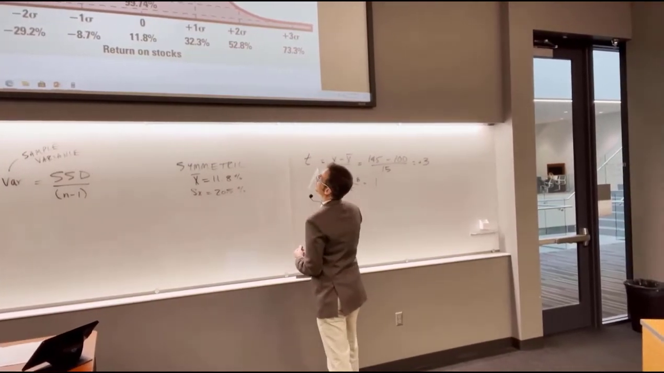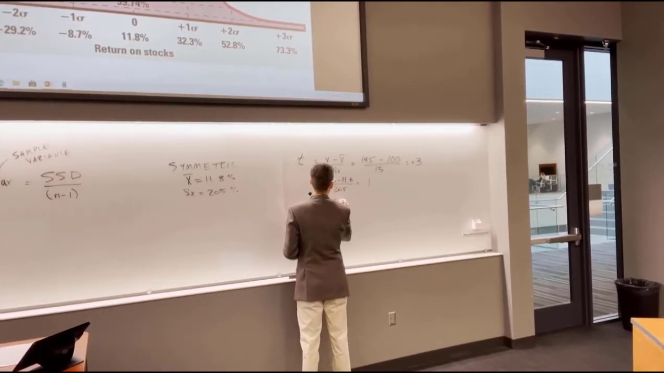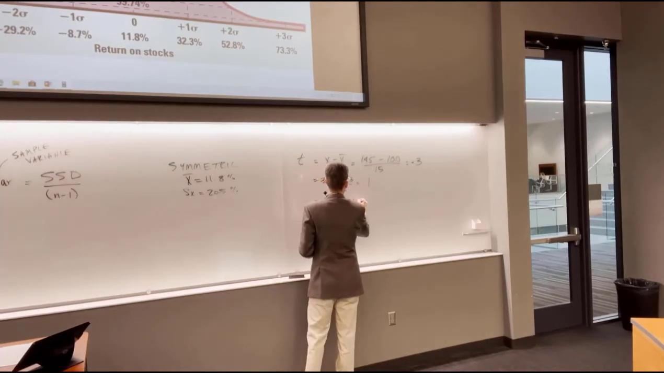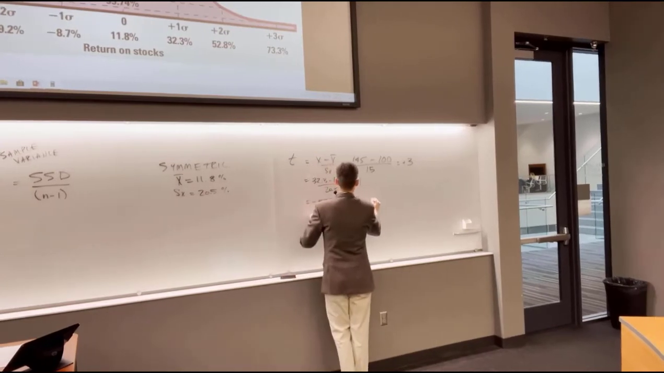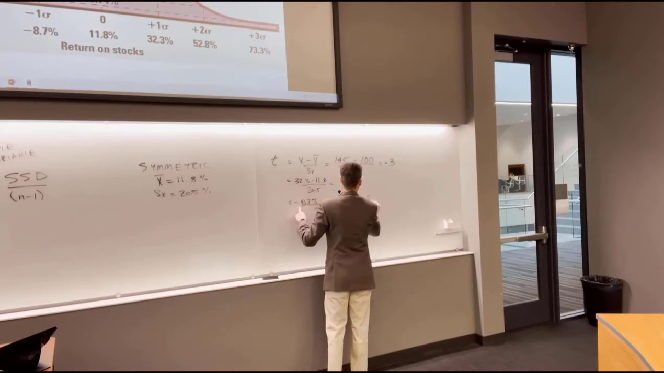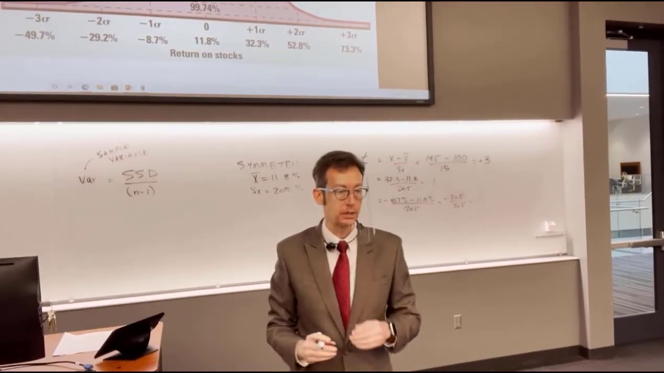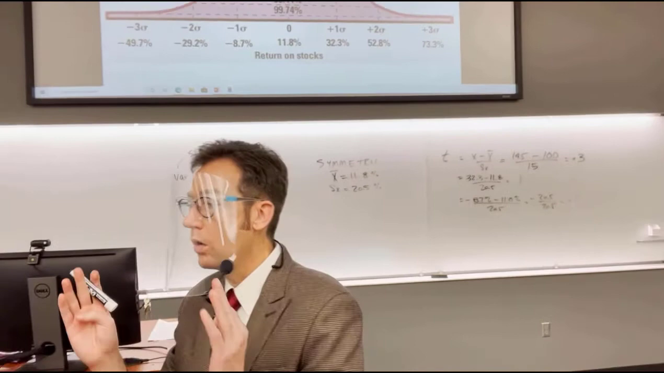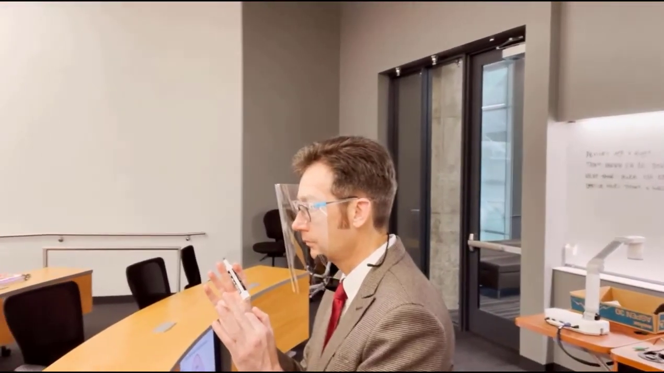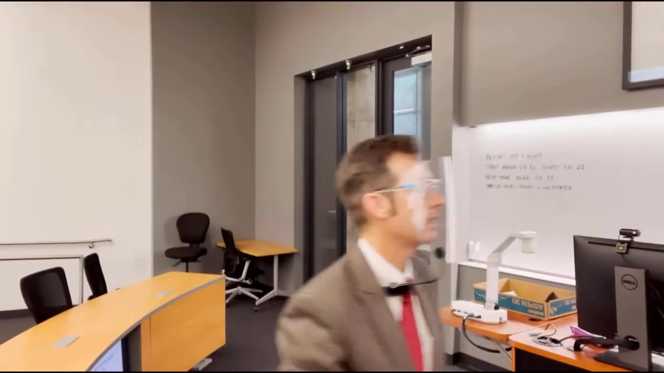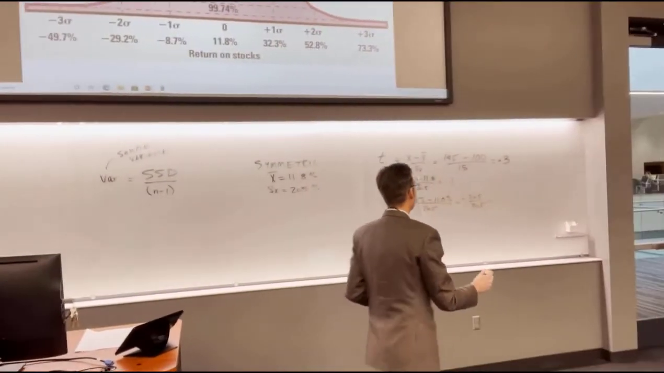And we could do the minus 1 the same way. In fact, let's go ahead and do that. The minus 1 side is minus 8.7% minus 11.8% divided by 20.5, and that gives me minus 20.5 divided by 20.5, which is minus 1. So we know we are looking at plus or minus 1 standard deviations. What percentage of observations are between plus and minus 1?